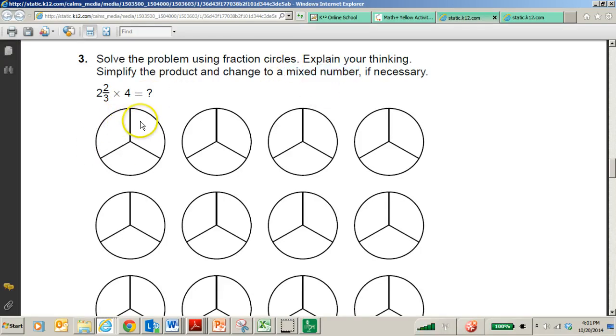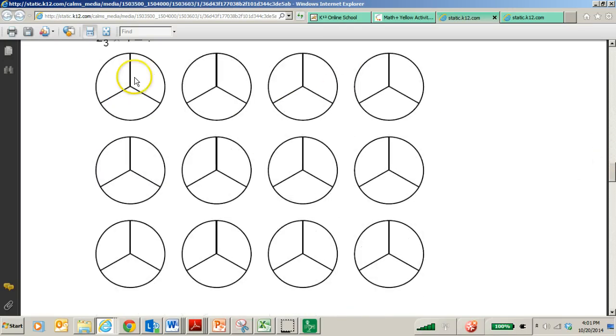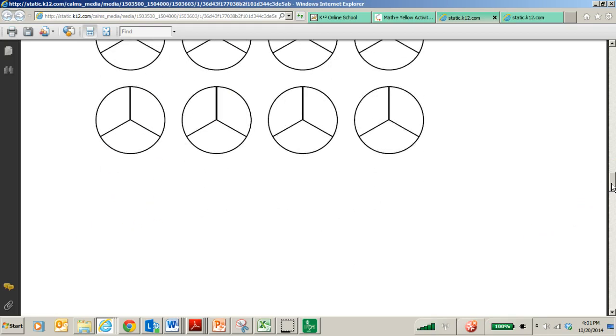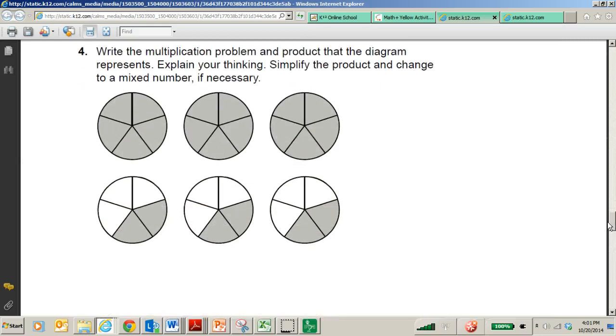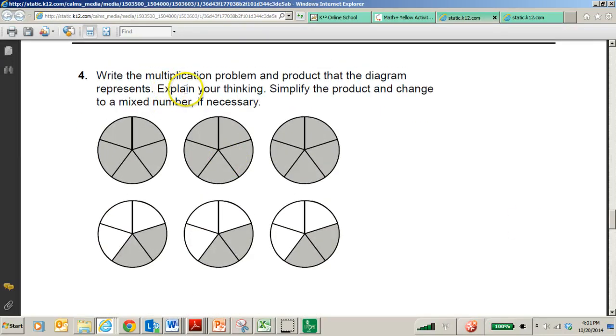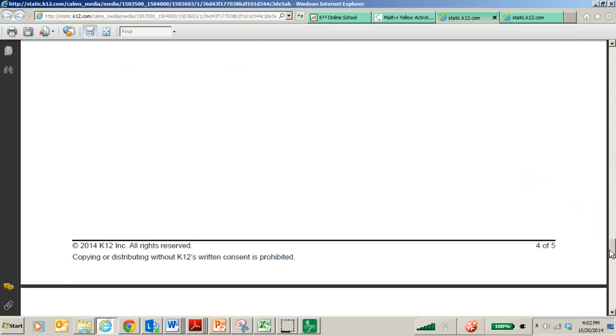So we have 2 2/3, 4 times. So as you go through, circle 2 wholes and 2/3, or color in 2 wholes and 2/3, and do it 4 times, and then add up using repeat addition or multiplication what that would be. Here it says write the multiplication problem and product that the diagram represents. So it looks like we have 1 whole and 2/5, and we have it 3 times, and then you can come up with the answer or product of that.